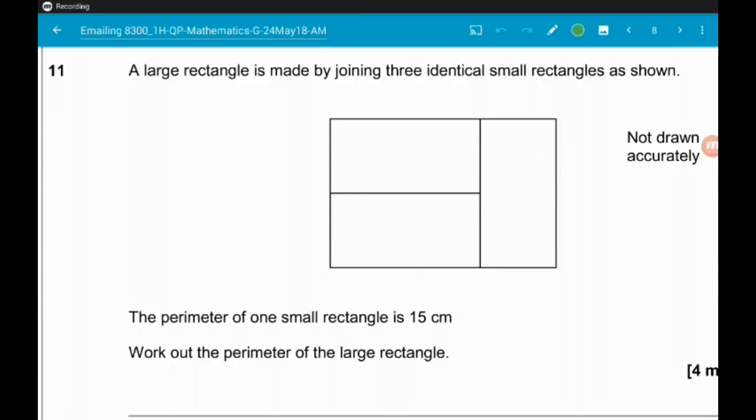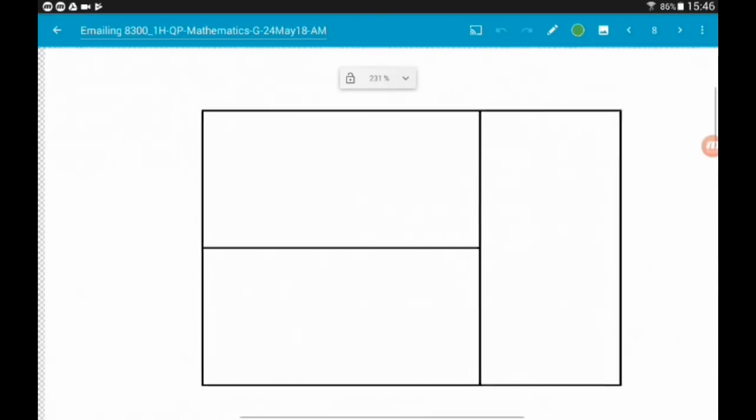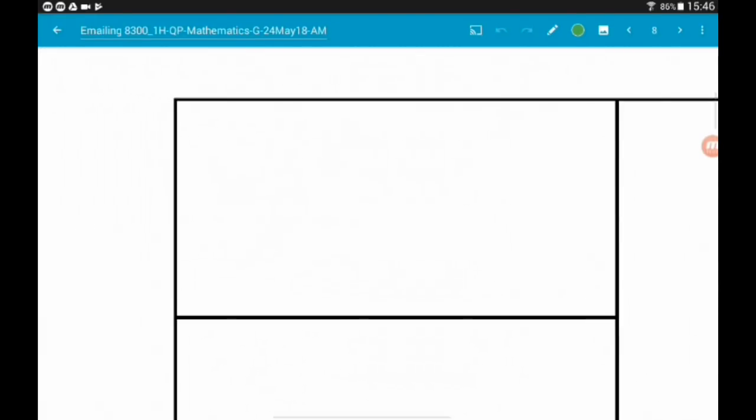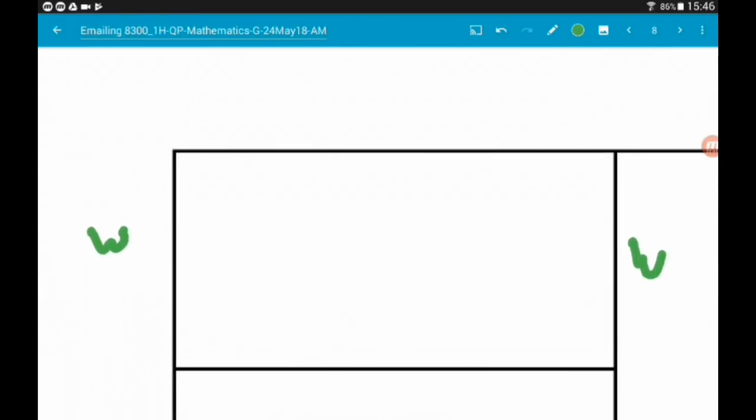Okay, question 11. So a large rectangle is made by joining 3 identical small rectangles. So we got this shown in the picture. We are told the perimeter of one small rectangle is 15 centimeters. We want to work out the perimeter of this large rectangle. So let's play around with just one small rectangle. So I'm going to call the small length W for width, and the long we're going to call L for length.